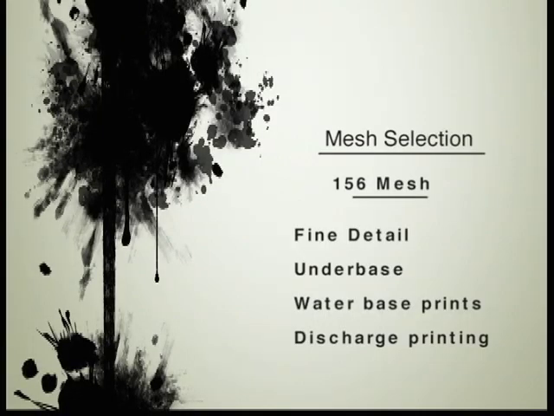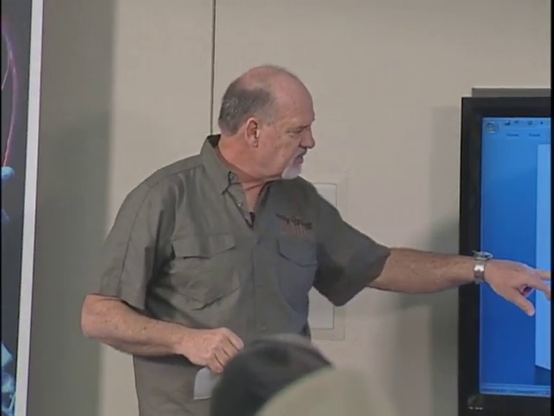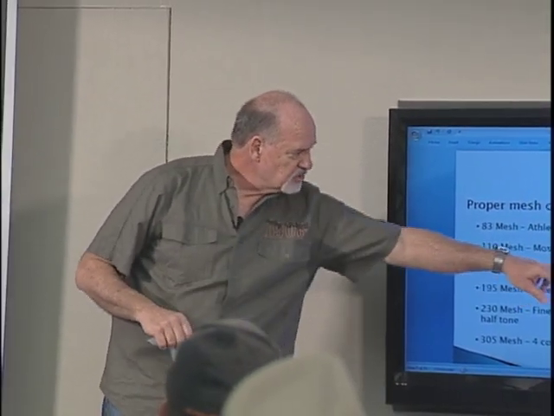Now we're going into the 156 mesh. Finer detail. Underbase, water-based prints, and discharge. Water-based and discharge, we're not going to get into that in this class right now. However, that's one of my favorite meshes. You can still get a good print with the 156, but you can pick up finer detail. We used it a lot for underbase for simulated process.